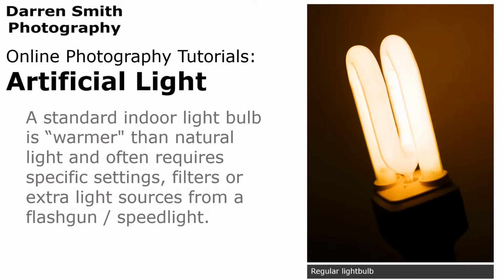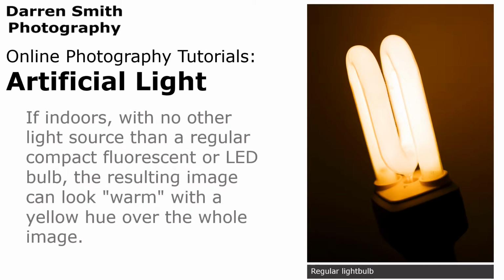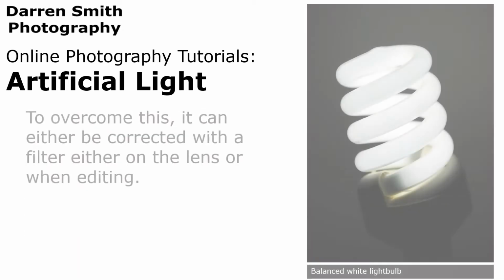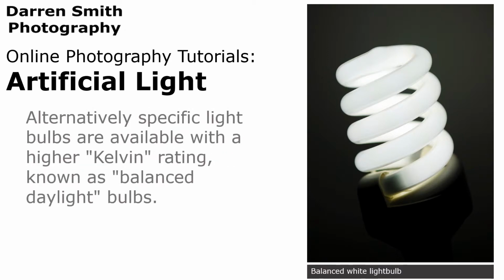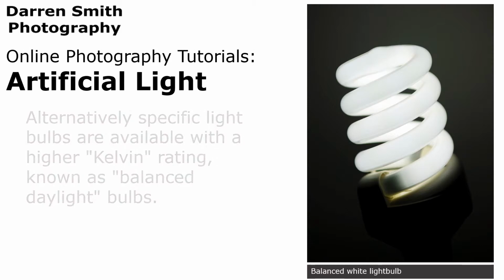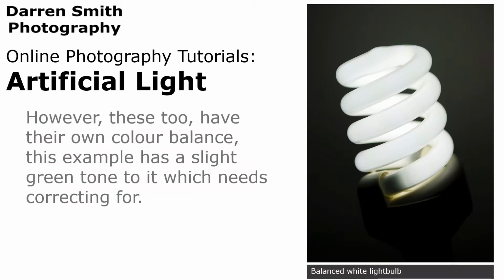A standard indoor light bulb is considered warmer than natural light and often requires specific settings on your camera, filters or extra light sources from a flash gun or speedlight. If photographing indoors with no other light source other than a regular light bulb, the resulting image can look warm with a yellow hue over the whole picture. To overcome this, it can be corrected with a filter, either on the lens or whilst editing. Alternatively, specific light bulbs are available with higher Kelvin ratings known as balanced daylight bulbs. However, these too have their own colour balance issues. This example has a slight green tone to it which needs correcting for.